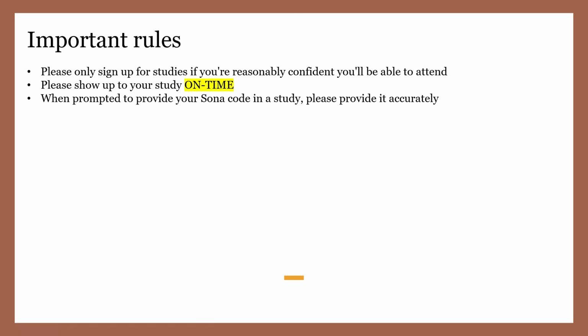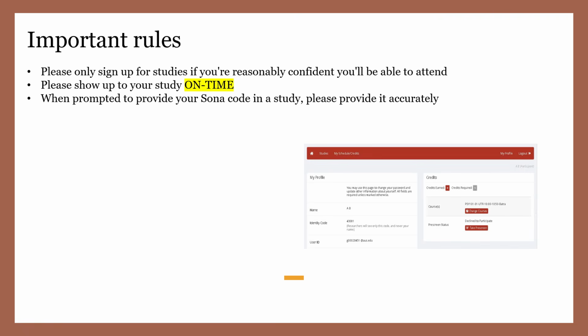Now, when prompted to provide your SONA code, for certain online studies, you will be prompted to provide something called a SONA code. Everyone with a SONA profile will get assigned a SONA code. To find your SONA code, you just have to go to SONA, click under My Profile, and you will find your identity code, which is your SONA code, labeled over there. So every student will have a unique individual SONA code. It's usually a 5-digit code that is unique to SONA.